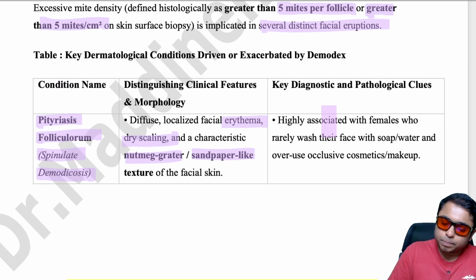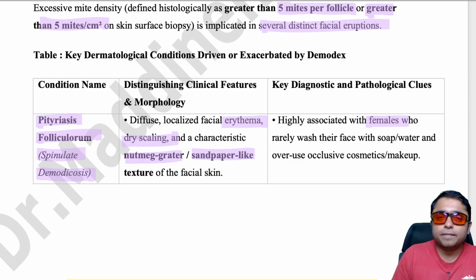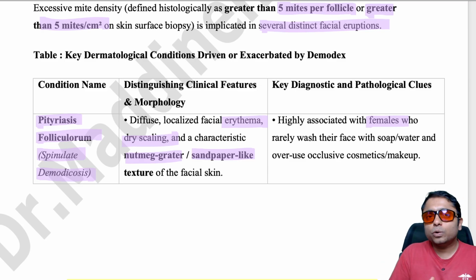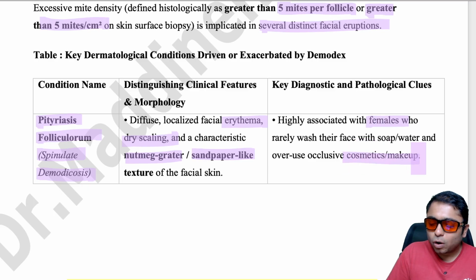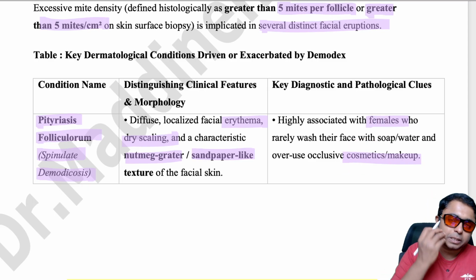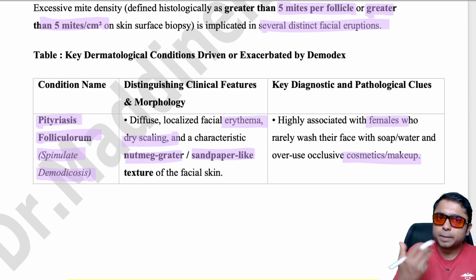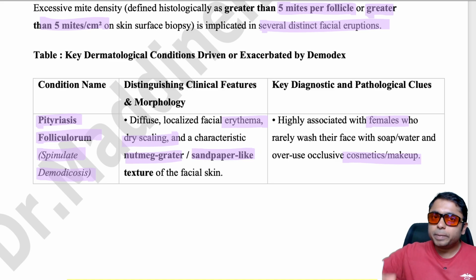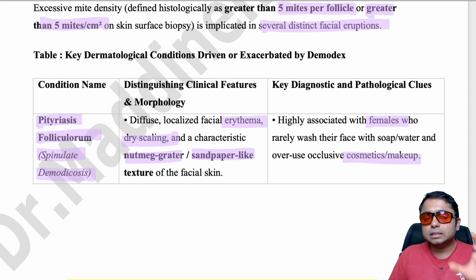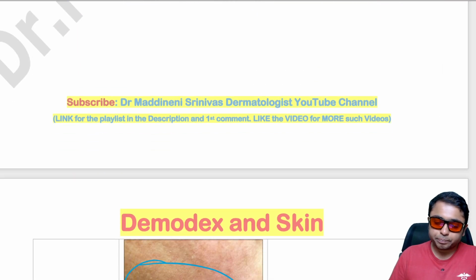What is the problem here? It is highly associated with females who rarely wash the face and also use a lot of makeup. So basically all this is going to provide a lot of food for the mite which is present on the skin. Facial cleansing is very important, which will remove, at least physically, whatever excessive mites are present. But because these women are not practicing this daily routine, the population of the Demodex is increasing in them, right.